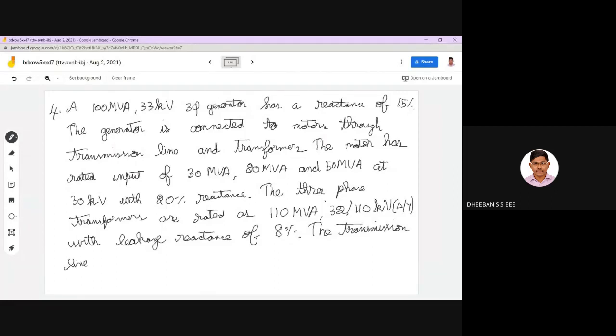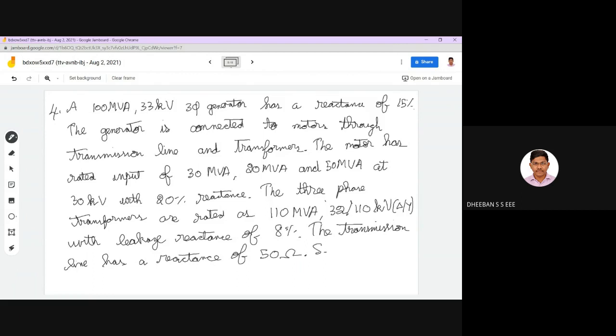Okay, the transmission line has a reactance of 50 ohm. So here they have given the actual impedance value. They have given the actual impedance value only for your transmission line. You have to be clear with it. Okay, don't get confused.